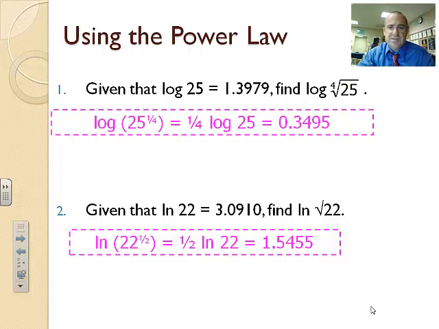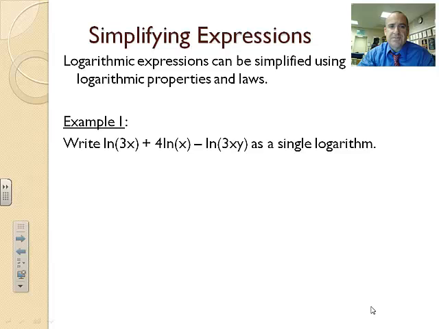And this one works the same way. We want to find the natural log of the square root of 22. The square root of 22 is 22 to the 1/2. Bring the 1/2 in front. 1/2 times your decimal, and you have your answer.